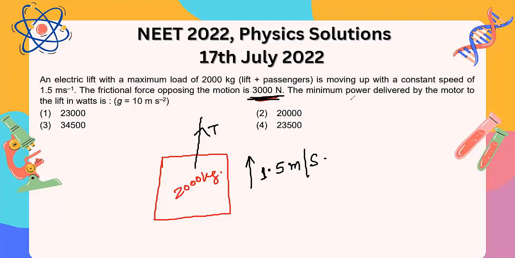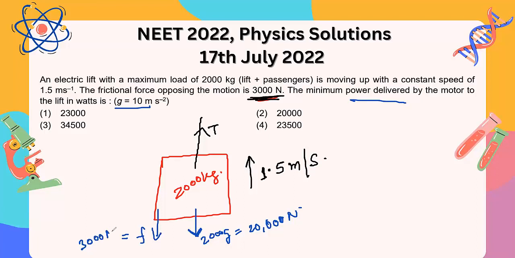So we have to find the power delivered by the motor, the minimum power delivered by the motor. Okay, so what is happening here? What is the weight of this one? The force of weight on the lift is 2000 g, that is 20,000 newtons here, right? g has to be taken as 10. And then there is a frictional force as well, worth 3000 newtons. So in total, the downward force on the lift is 23,000 newtons, right?